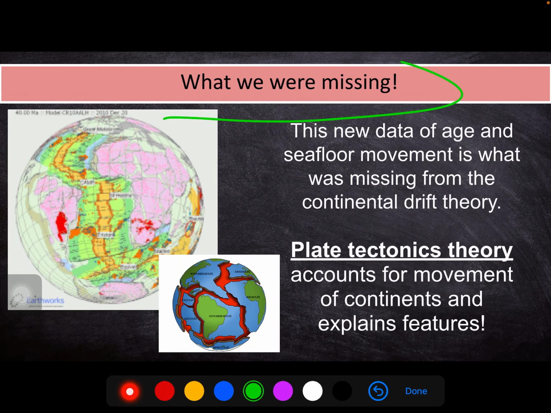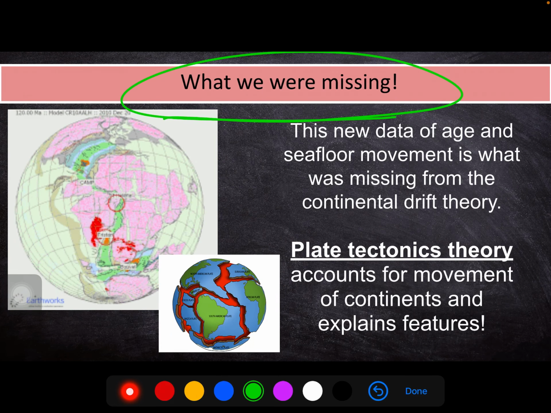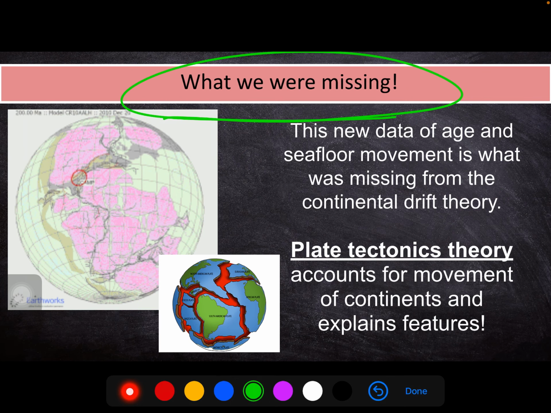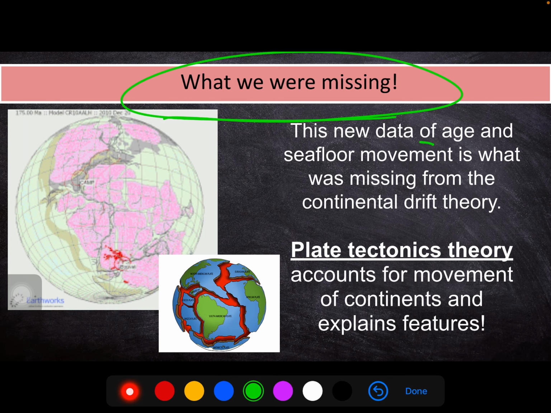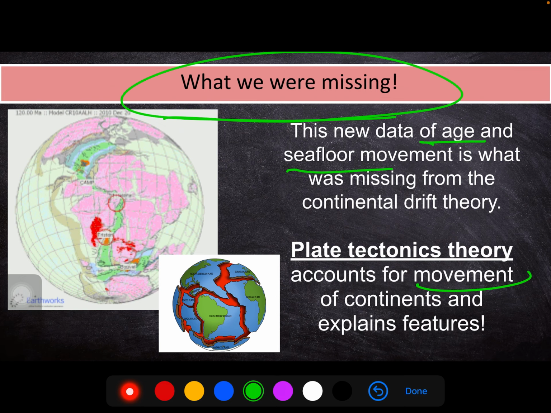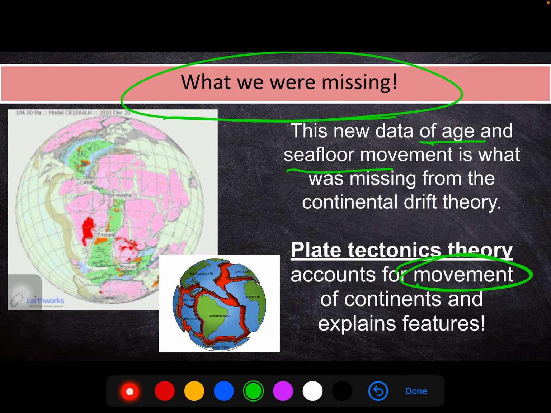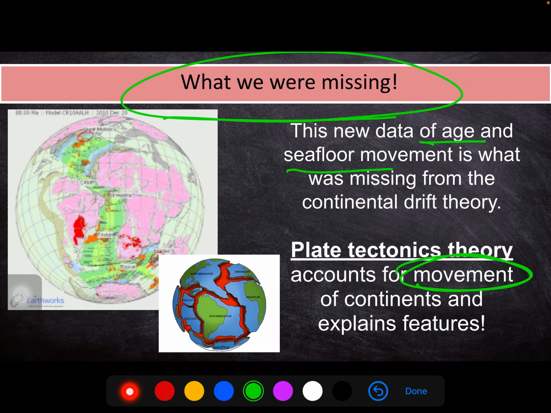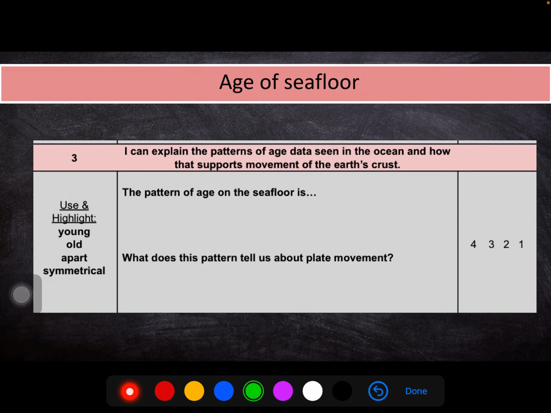And so this is what we were missing with that idea of how the plates move. This new data about the age of rock on the seafloor clues us in to that motion piece and how those plates are driven apart. So when you're looking at learning target number 3, we're explaining the patterns that we're seeing, right? What we notice about location of old compared to location of young.